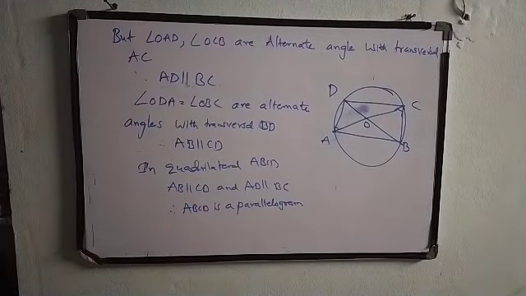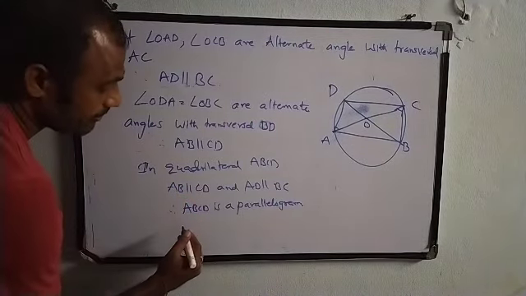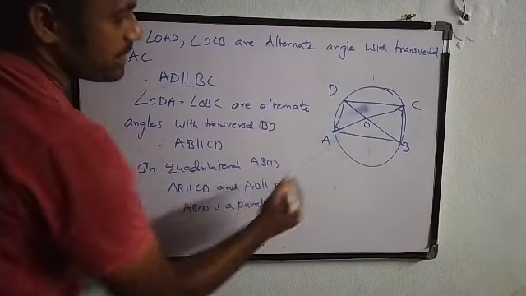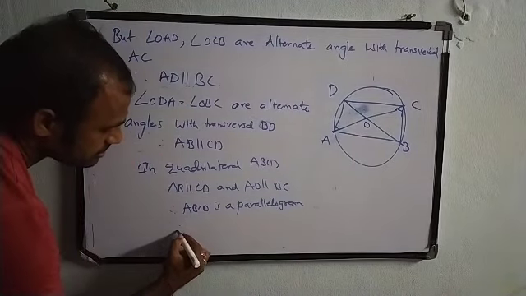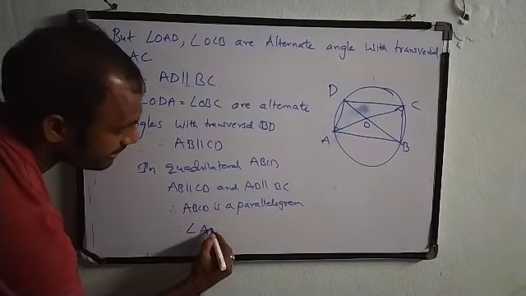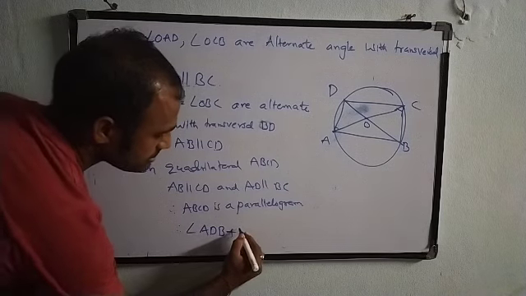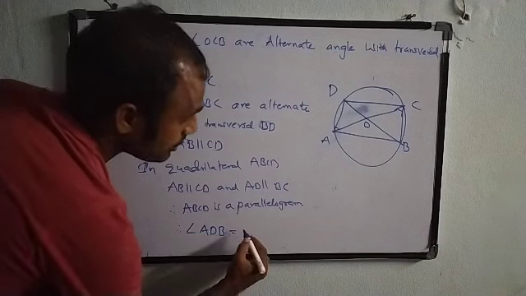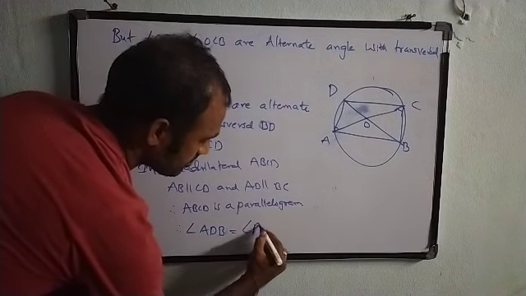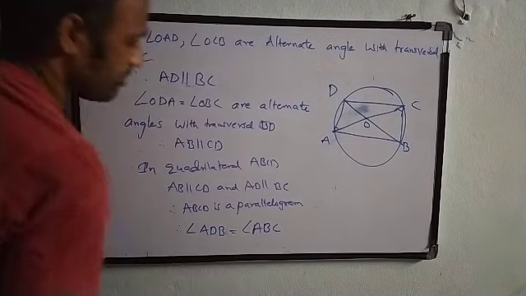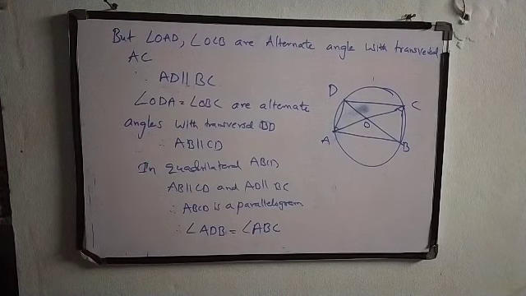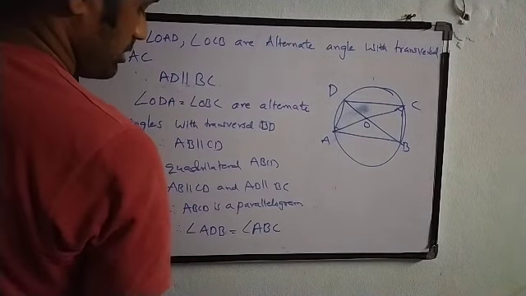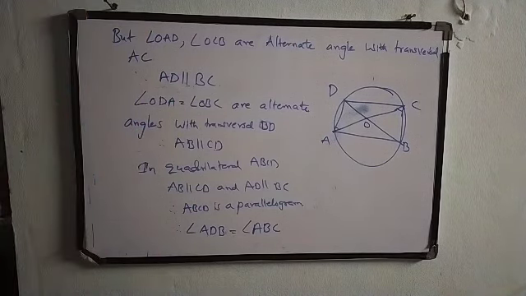ABCD is a parallelogram. So in a parallelogram, opposite angles are equal. Therefore, angle ADB is equal to angle ABC.